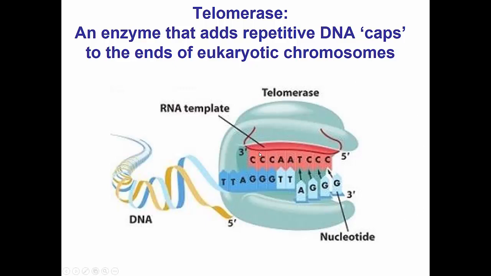So here you can see that within this enzyme, it has a piece of RNA that it uses as a template, and it adds this TTAGGG repeat over and over and over at the end of the chromosome. And this gives a piece of DNA that doesn't really code for anything, so it doesn't matter if it gets shorter with time, so that those chromosomes can shorten over time.